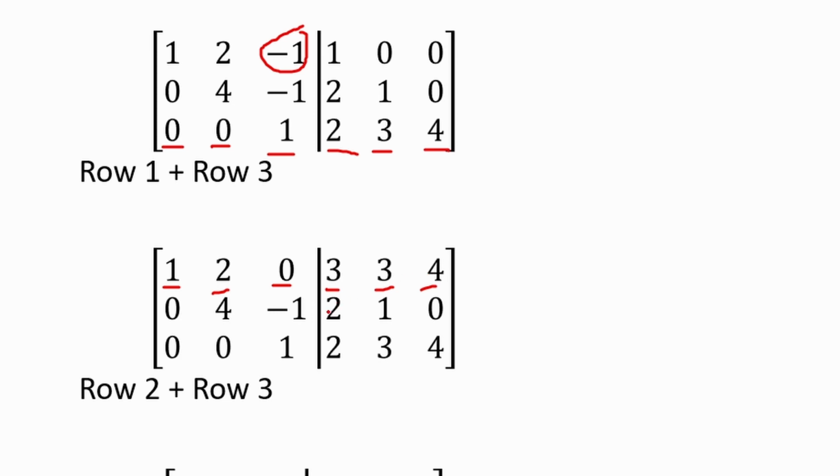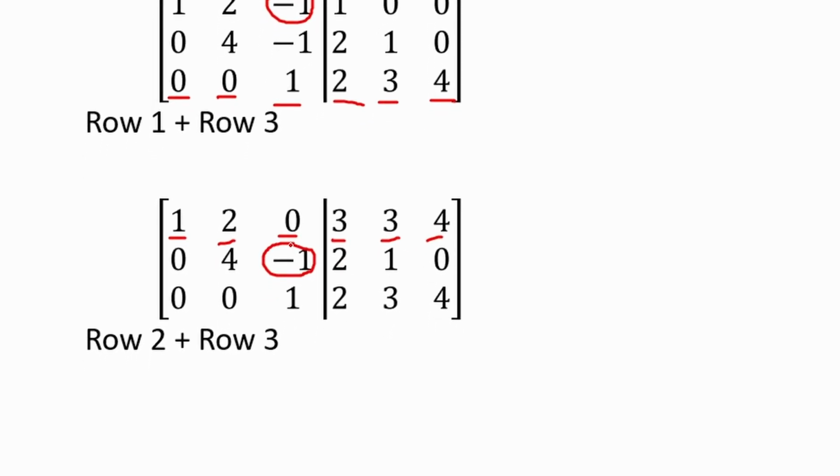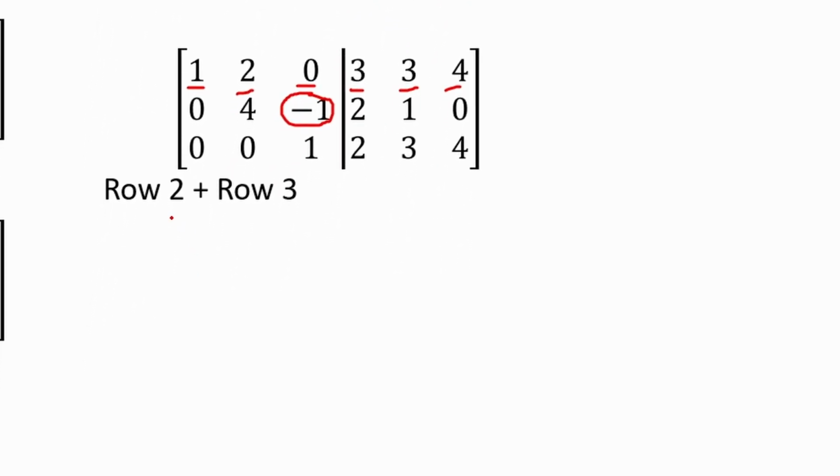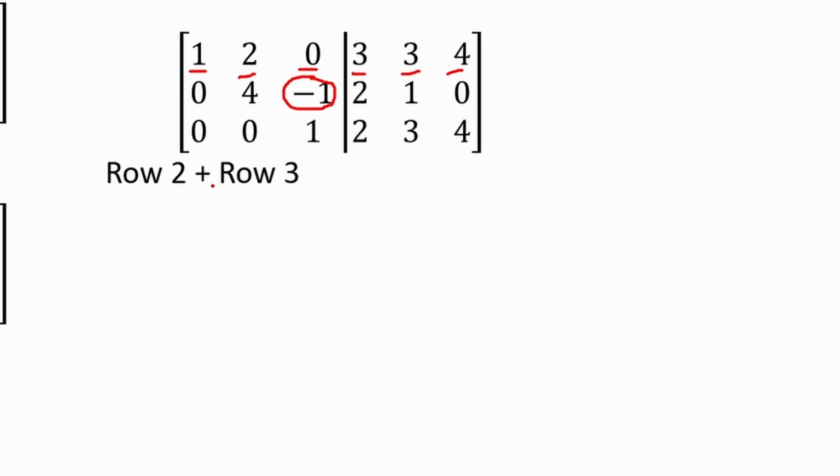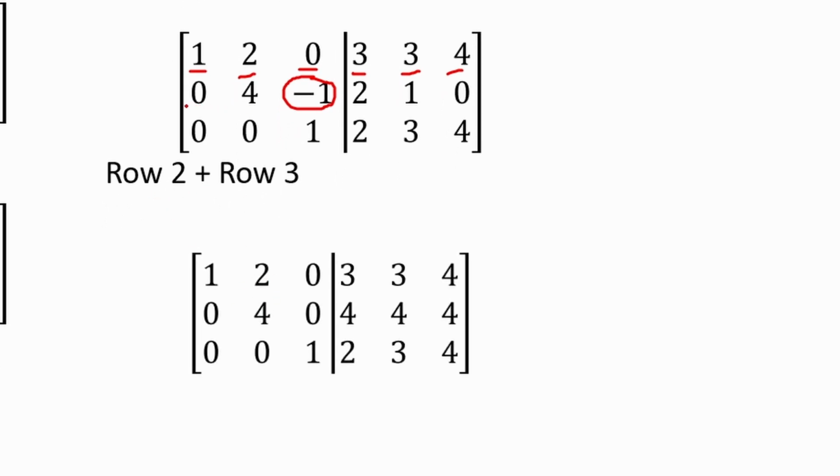And then next, I want to change this one into 0. So I will do row 2 plus row 3. So this one plus this one is 0. This one plus this one is 0 still. This one plus this one is 0. This one plus this one is 4. This one plus this one is 4. This one plus this one is 4.